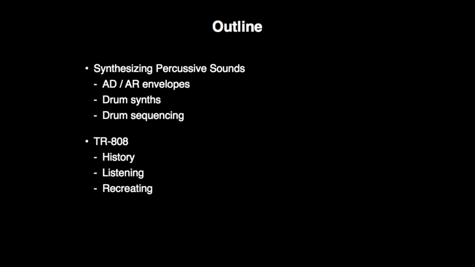And then we'll look at sequencing drum sounds and sequencing drum beats, which we do a little bit differently than when we're working with pitched material. We'll use things like gate sequencers. And then to end the lesson, we're going to turn and talk about the TR-808, which is a really historically significant drum synthesizer. We'll look at the history of the instrument. We'll talk about some of the listening assignments, which are centered around pieces that use the 808. And then we'll end by recreating some 808 sounds in VCV Rack.